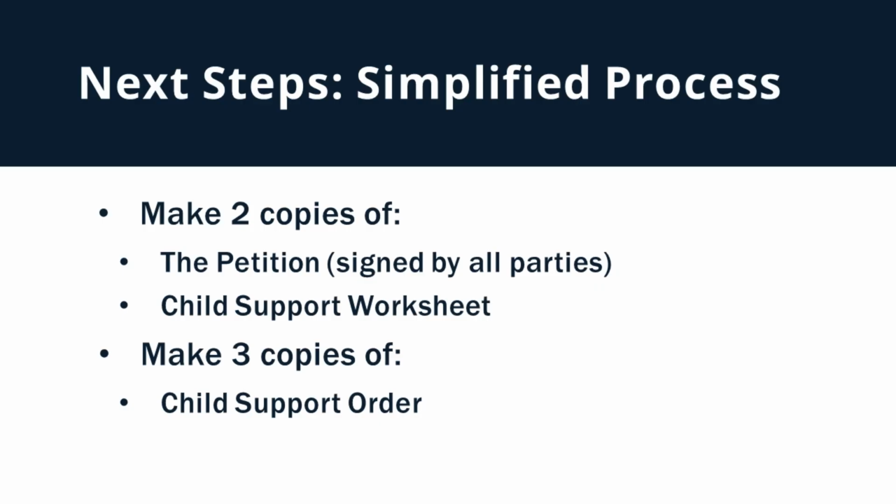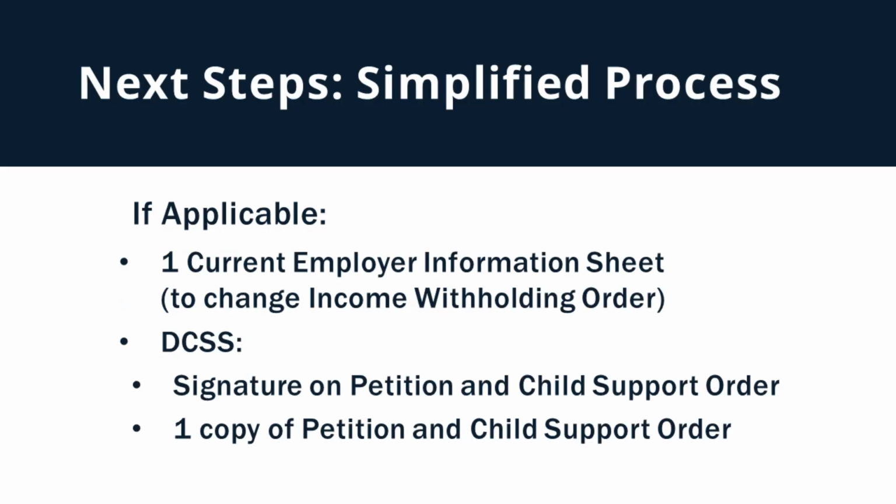For the simplified process, you'll need the original and 2 copies of the petition, the Child Support Worksheet, and the Child Support Order, along with 1 additional copy of the proposed order for the other party. If applicable, you'll also need 1 Current Employer Information Sheet, which is for changing the income withholding order. And if DCSS is involved, you'll also need a set of copies for them.